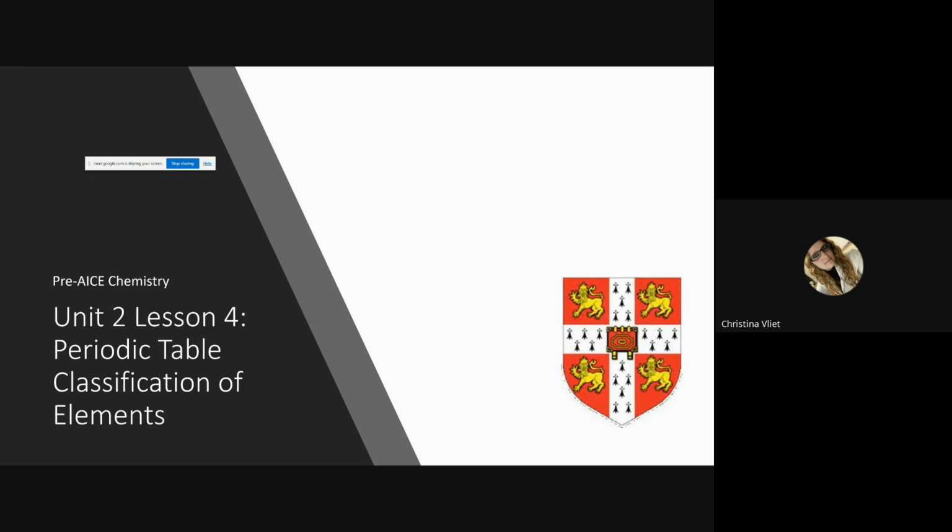If not, we are going to be learning how to classify elements based on their placement in the periodic table, because elements in similar areas have similar properties. And that's going to be important for us to be able to draw conclusions about elements. So once again, write down the lesson title, Unit 2, Lesson 4, Periodic Table Classification of the Elements. The same slide should be showing in Nearpod. I'm going to go over there to just double check. Yeah, the same slide should be showing in Nearpod.